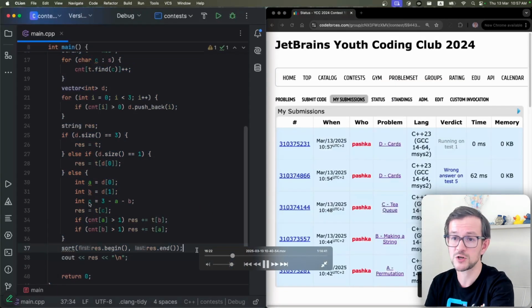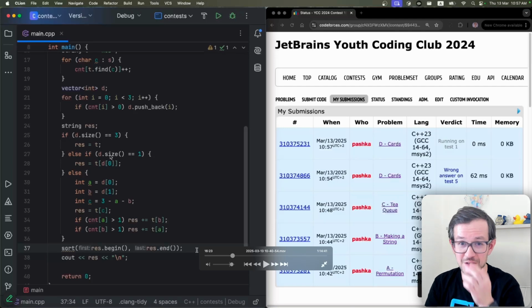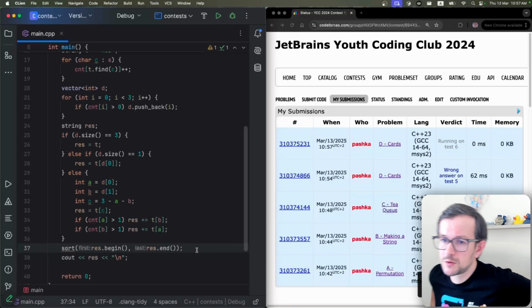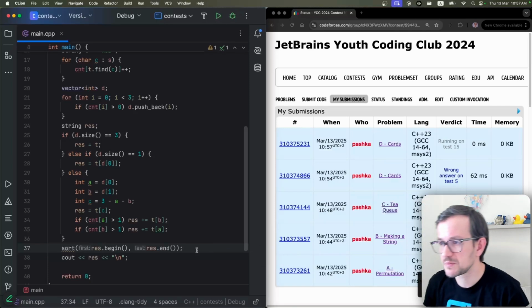So what I'm doing here, instead of doing it from every case, I just put them in this string res and then sort it in the end. Instead of outputting them, I was outputting this directly to the output. Now I just put it in this temporary string res and then in the end sort it. So that's it. That's the whole solution. So that's problem D.